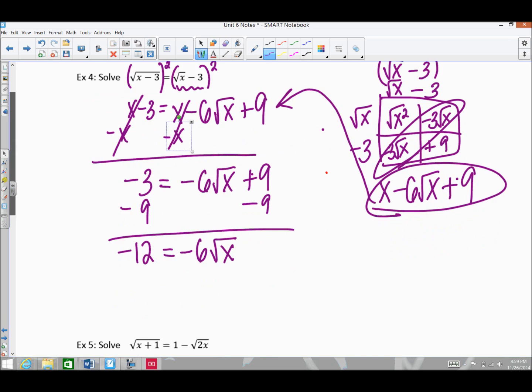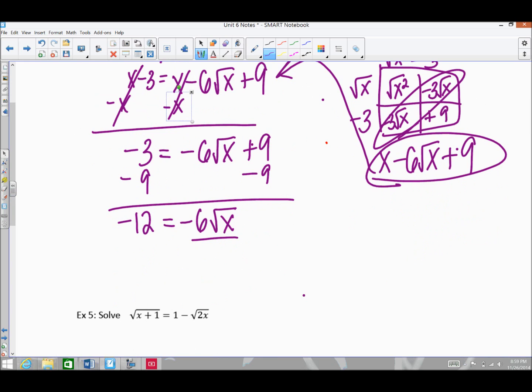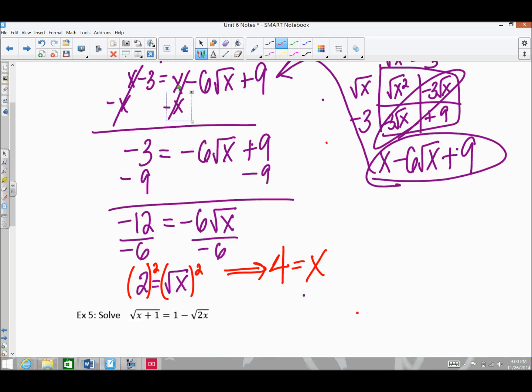And then again, let's isolate the squared term. So I'm going to divide everything by negative 6. So I get 2 equals the square root of x. And now in order to get x by itself, you're going to have to square both sides. So 4 is actually going to equal x. However, we need to check this and see if it actually works.